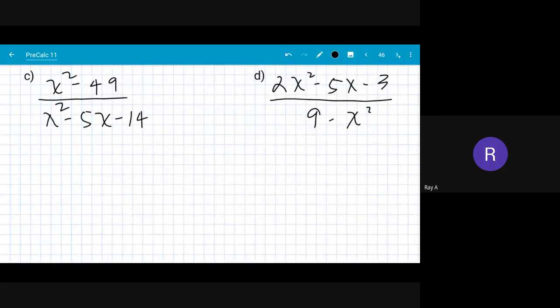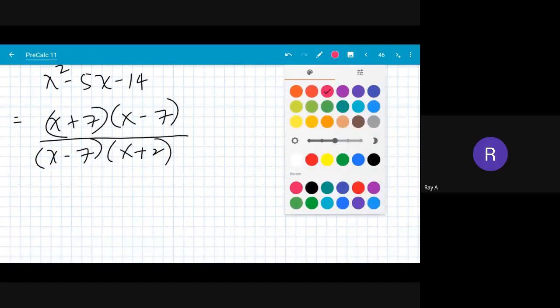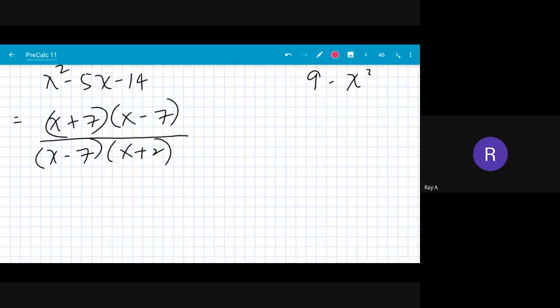Now, next one. x squared minus 49 over x squared minus 5x minus 14. So once again, we need to factor this out. The numerator is a difference of two squares. That would be x plus 7 times x minus 7. Then the denominator would be x minus 7, x plus 2. Do you notice any common factor we can cancel? I think those two. So we have x plus 7 over x plus 2.